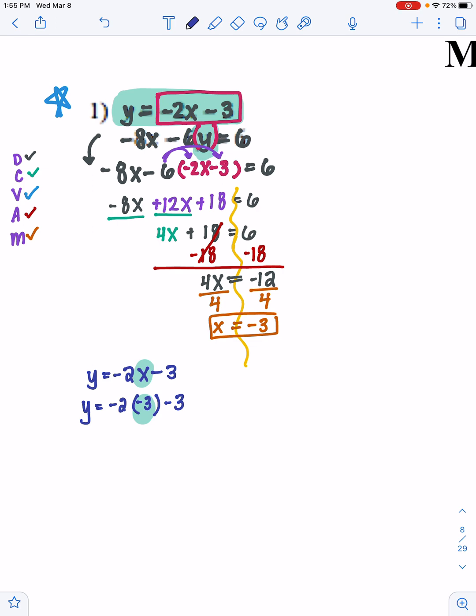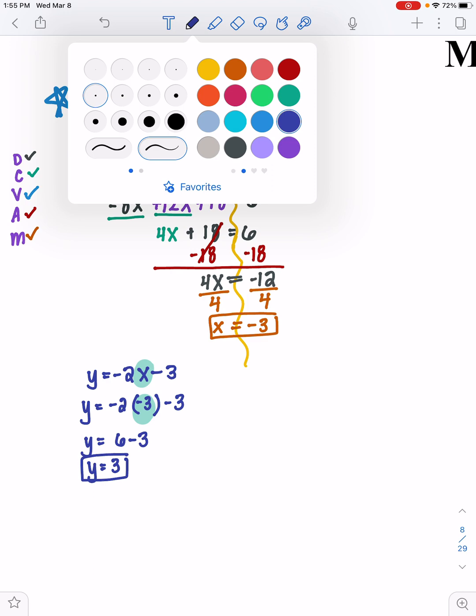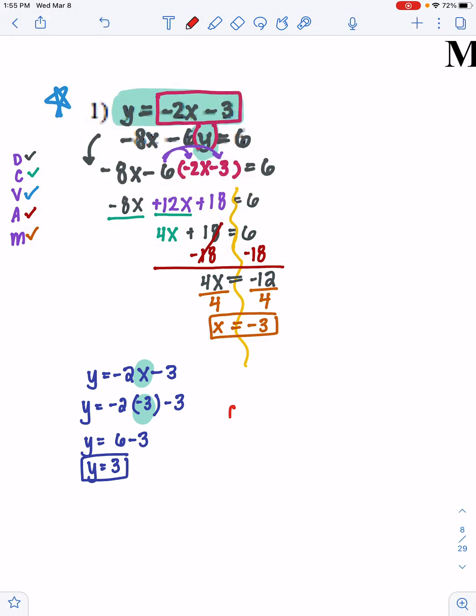You can go ahead and put this entire thing into your calculator, or if you want to test your mental math, negative 2 times negative 3 is 6. 6 minus 3 is 3. Do not leave your answer like this. Remember, we always want to rewrite our final answer as a coordinate point. That means with parentheses, x and y. Our x coordinate was -3, our y coordinate was +3.